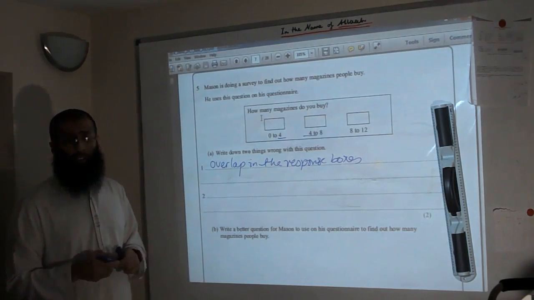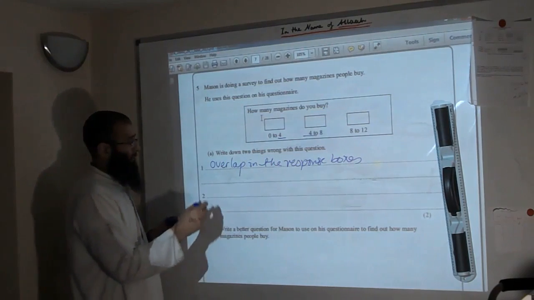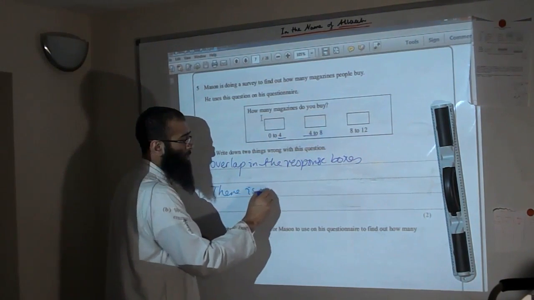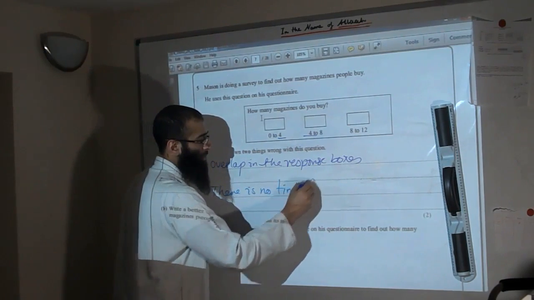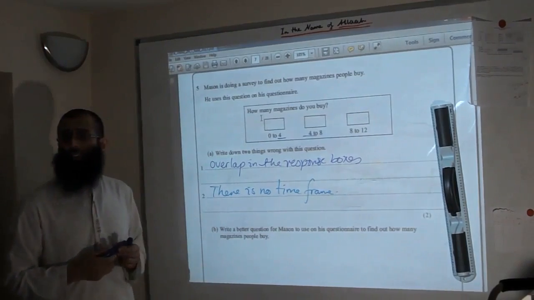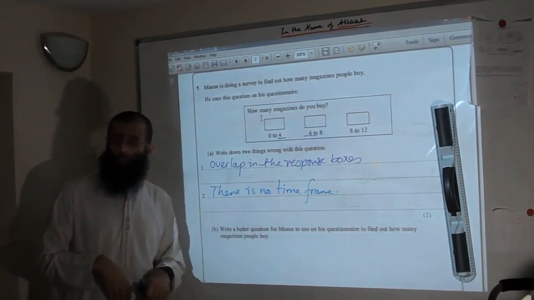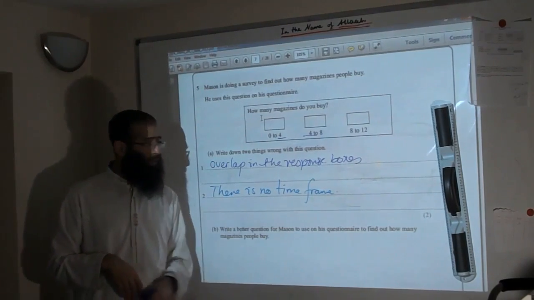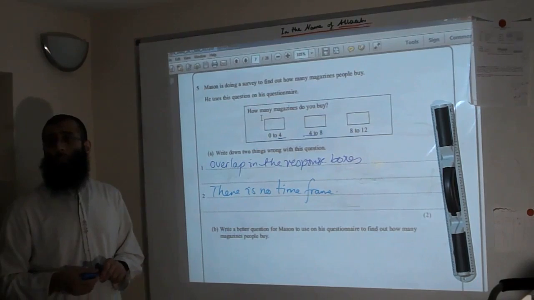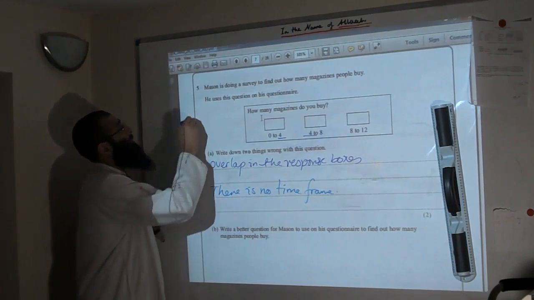Okay, the next one, a nice and easy one. It says how many magazines do you buy, and what should be next? Daily. So there's no time frame, there's no time period that you're asking the question over. Okay, if you copy this down. It goes: write a better question for Mason to use. What else could we write down? Is there any other for that one? One more possible answer that you could write. You only need 2, but one more you could write.